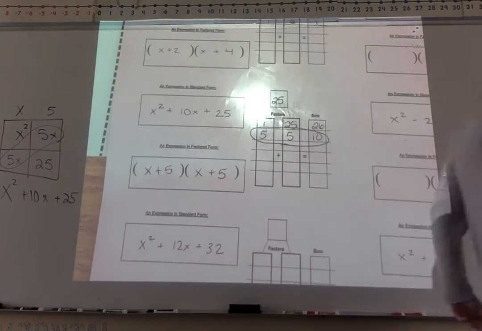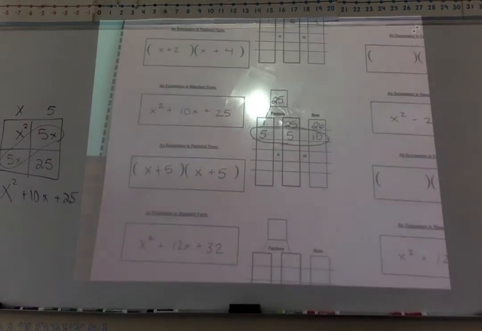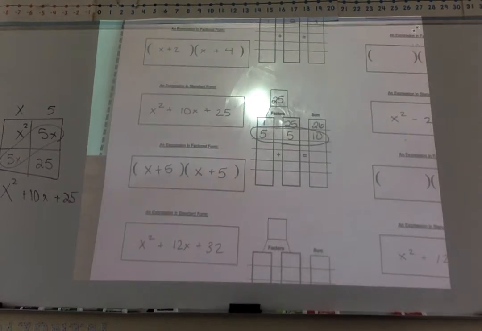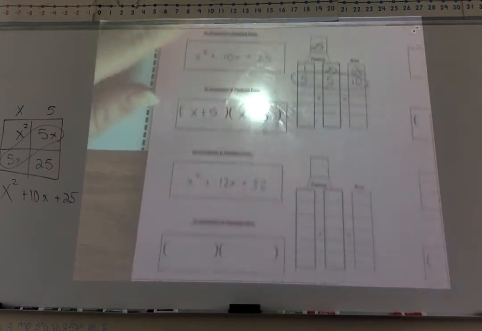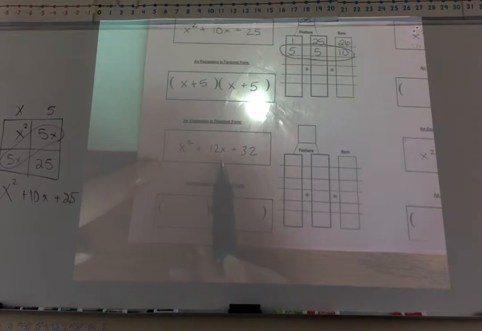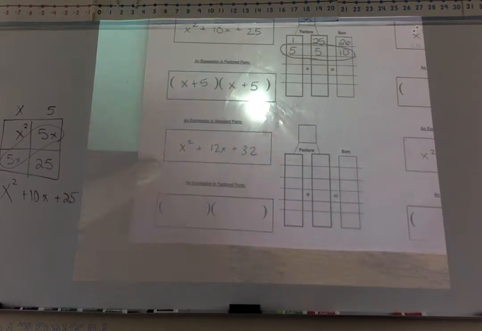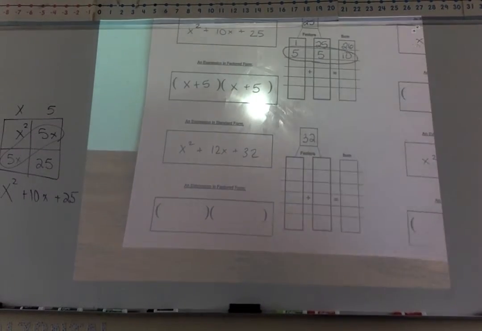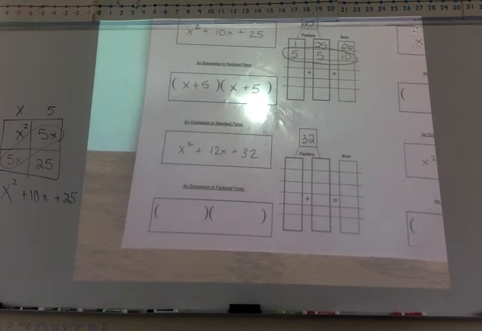So let's continue on. Let's do one more together, and then I'll have you do the next 3 on your own. All right. We have x squared plus 12x plus 32. What's going here? 2. Please create your own list of factors for 32. I will make my own.